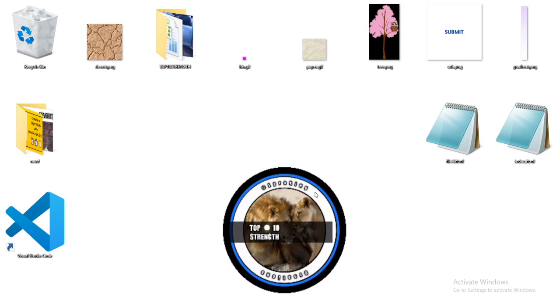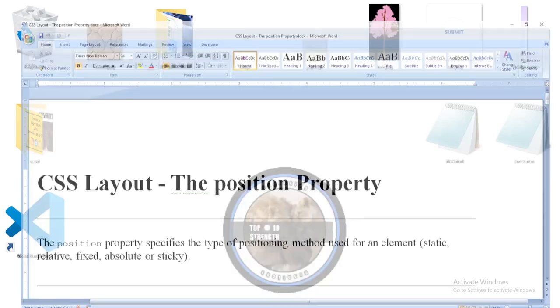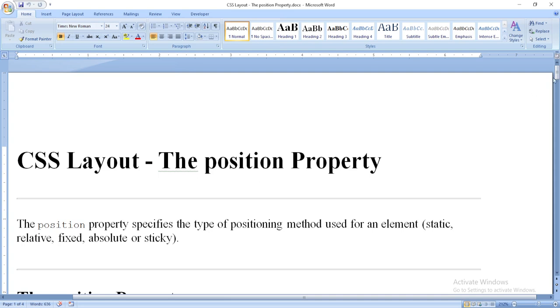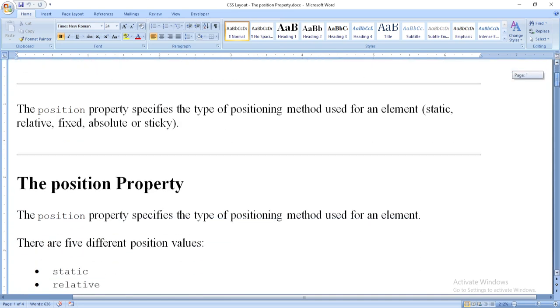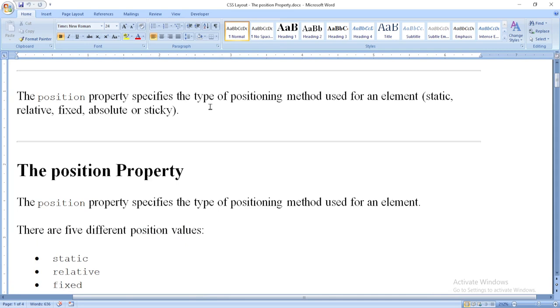Welcome back everyone. Quickly, let's continue our discussion on CSS layouts, and right now we'll be discussing the position property. The position property specifies the type of positioning method used for an element, and we can specify static, relative, fixed, absolute, or sticky.